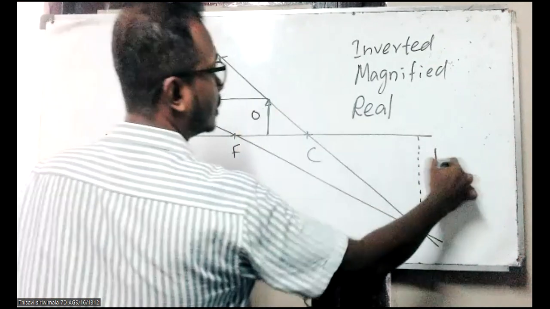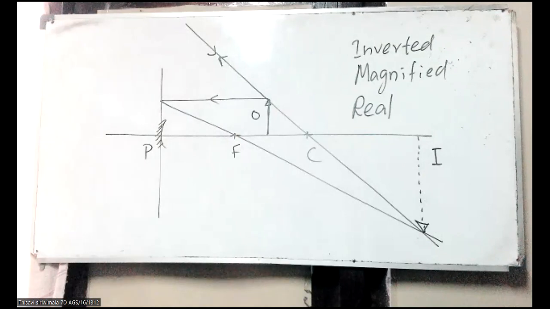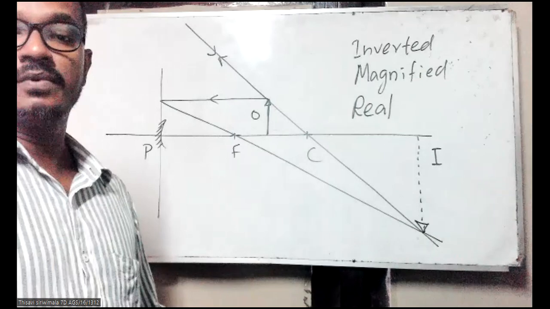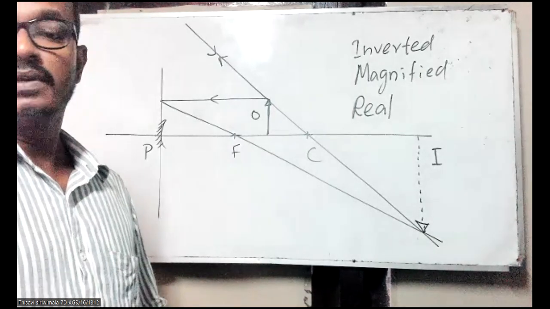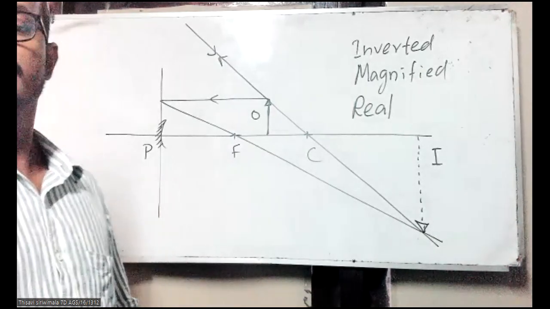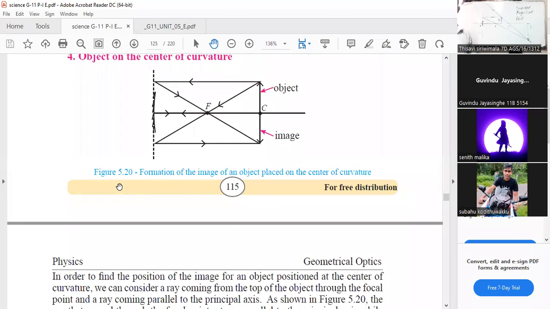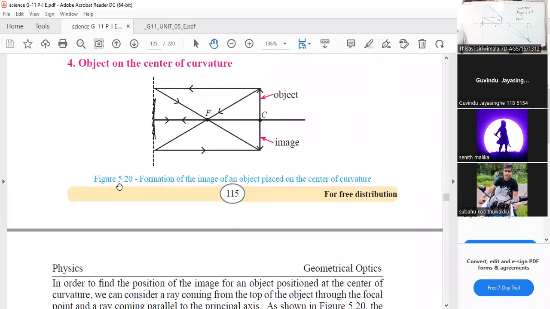Object, image. Right. So that's that. So we completed 3. So we'll go for the fourth. We can go for the fourth one. So now be careful. The fourth one, when you keep the object on the center of curvature, the image will also form at the same place, inverted, and the size of the object and the image are the same. So therefore, measuring these distances is a must.